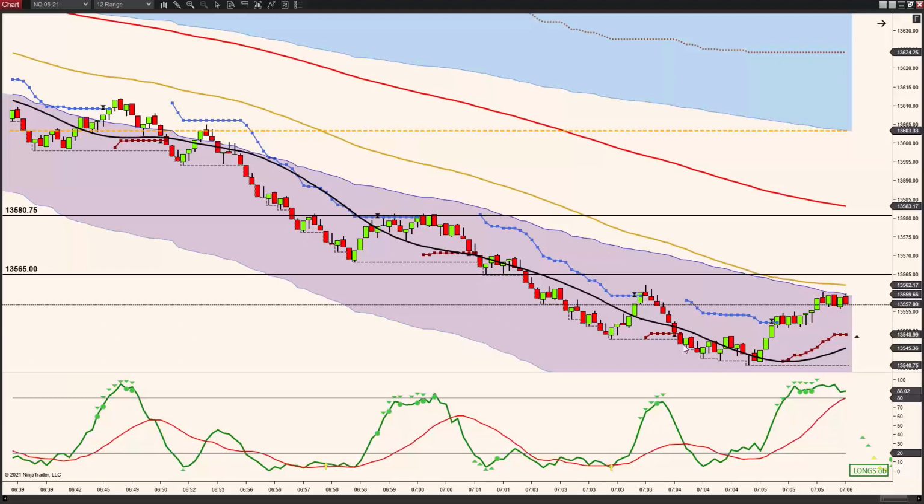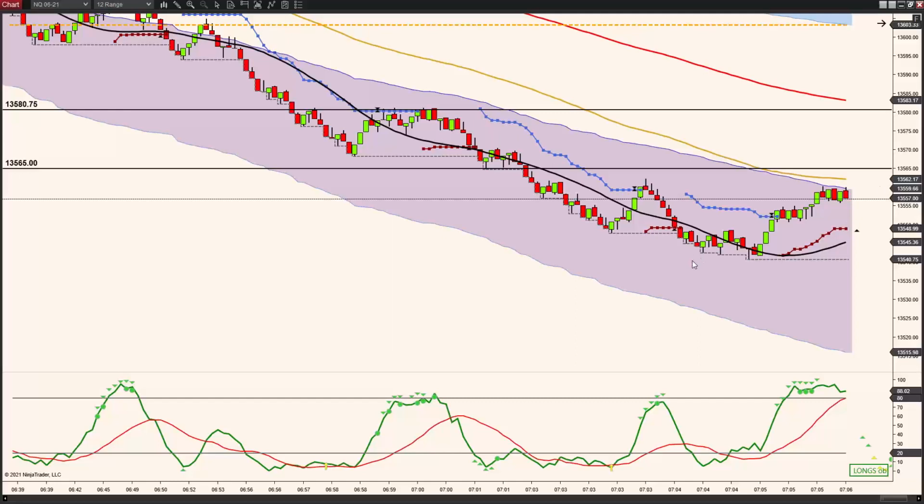So if you took this entry here and you saw that it wasn't continuing lower, you can look for signs to exit or tighten your stop. One sign would be divergence. So as we're moving lower here, you can see we're getting lower lows.